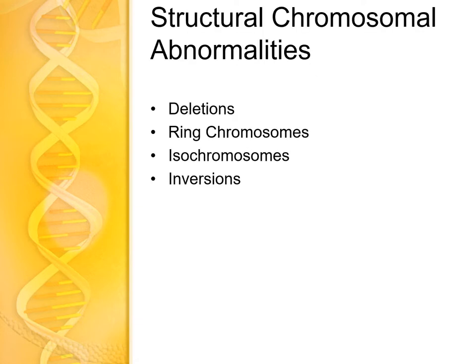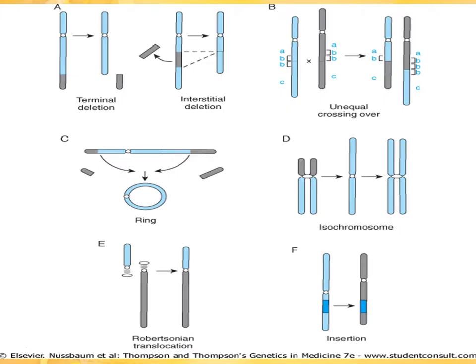Structural chromosomal abnormalities include deletions, ring chromosomes, isochromosomes, and inversions. A terminal deletion is when there's a piece missing at the end. Interstitial is in the middle. A ring chromosome is when there's a deletion on both sides and the chromosome reanneals into a circular form. Isochromosome is when one of the arms duplicates, losing the other. This is seen primarily in cancer.